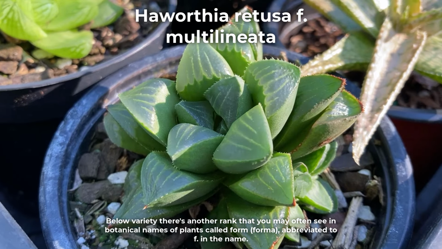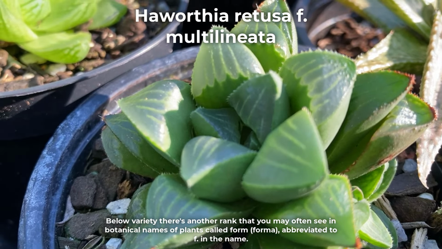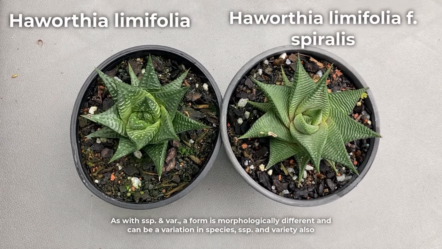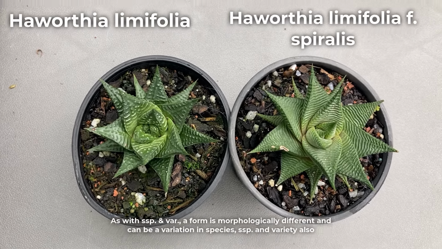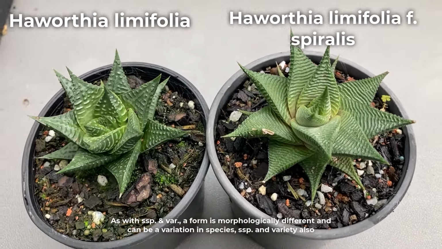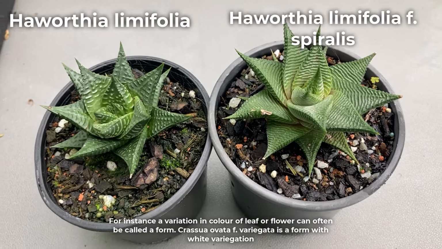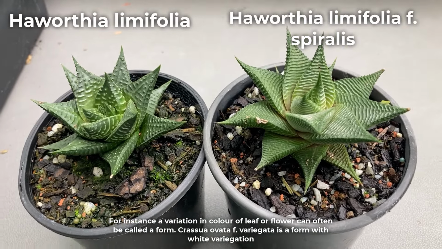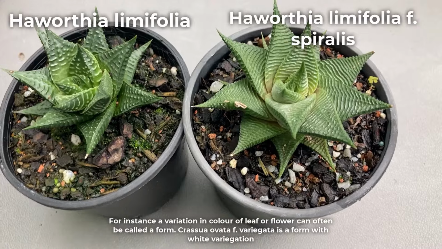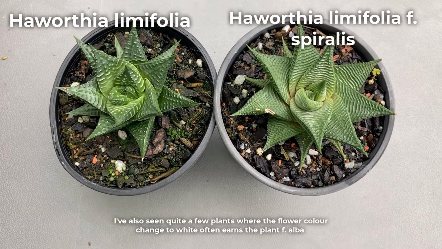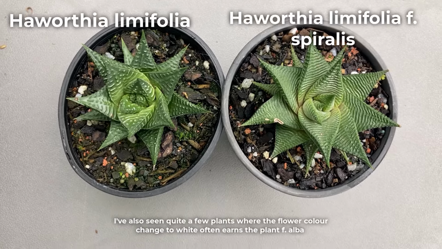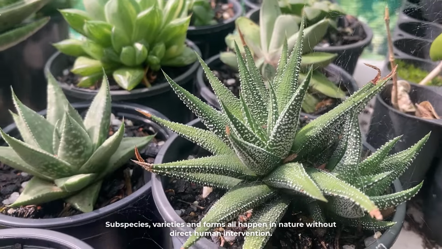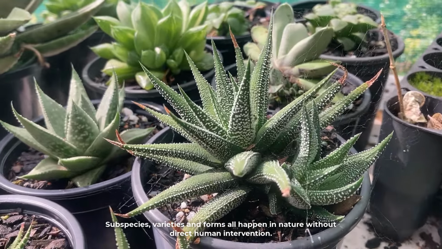Below variety, there's another rank that you may often see in botanical names of plants called form, abbreviated to f. in the name. As with subspecies and varieties, a form is morphologically different and can be a variation in species, subspecies, and variety also. For instance, a variation in color or leaf or flower can often be called a form. Crassula ovata form variegata is a form with white variegation. I've also seen quite a few plants where the flower color changes to white and often earns the plant f. alba. Subspecies, varieties, and forms all happen in nature without direct human intervention.